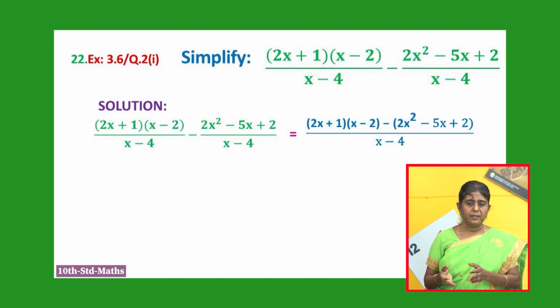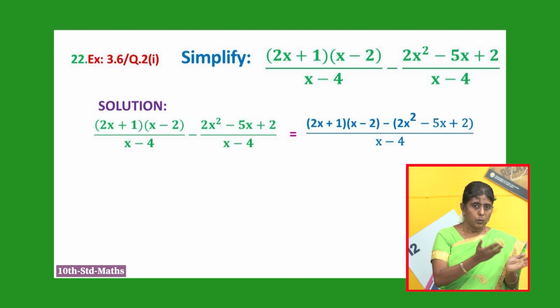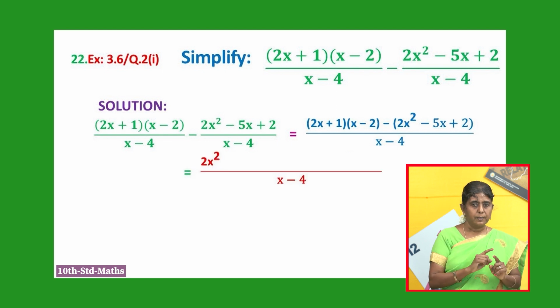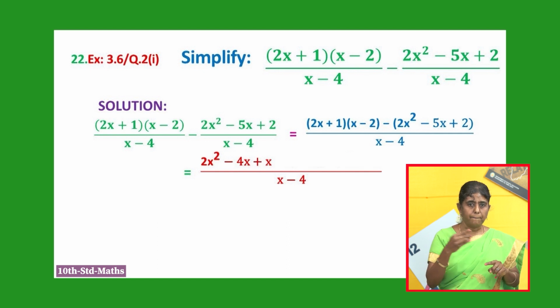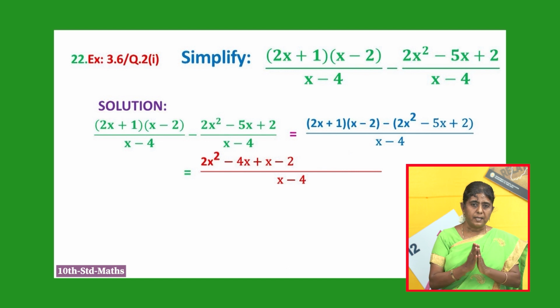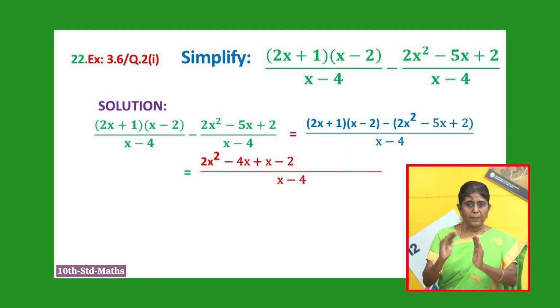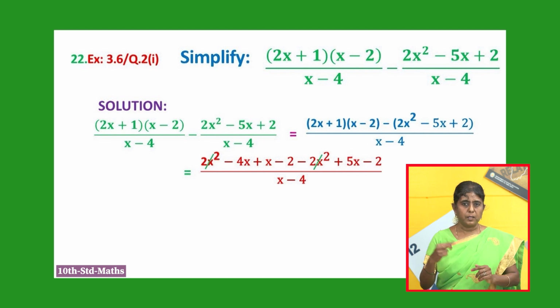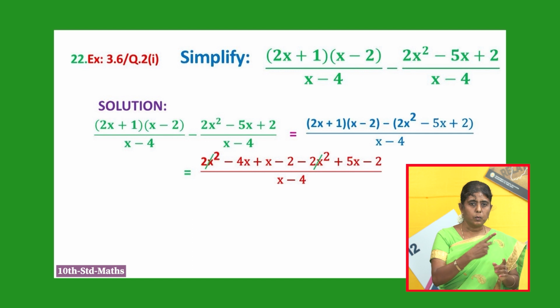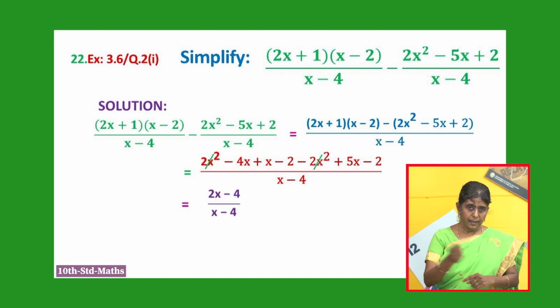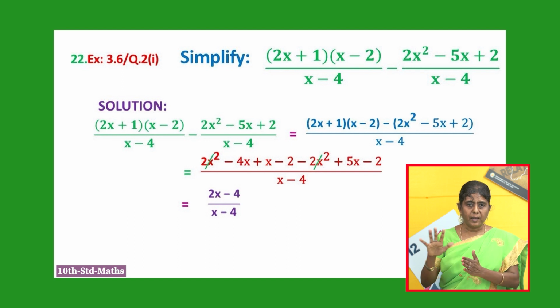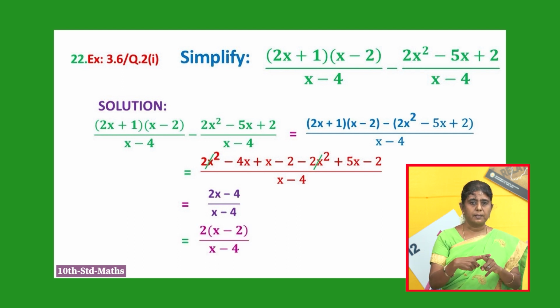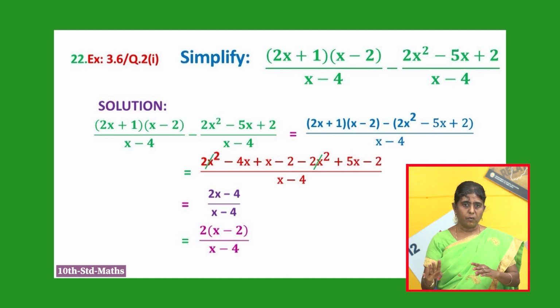Simple simplification only we are doing, just look at that. First, the two brackets we have to multiply. 2x into x is 2x squared, 2x into minus 2 is minus 4x, plus 1 into x is x, and 1 into minus 2 is minus 2. In the second bracket, before the bracket minus is there, so change all the signs. Then you can cancel 2x squared with 2x squared. Minus 4x plus x, the x terms are there, so do the addition and subtraction. You may get minus 2 minus 2 becomes minus 4, divided by x minus 4. Either you can leave it or you can take 2 out as common. So 2(x minus 2) by x minus 4 becomes the answer.